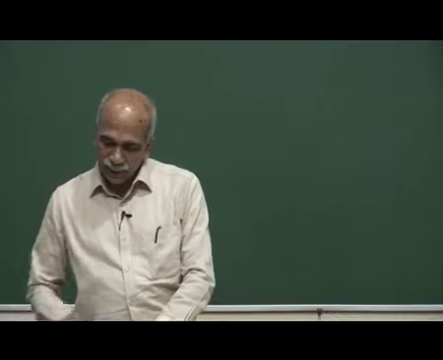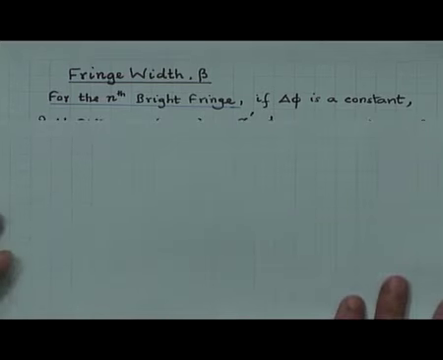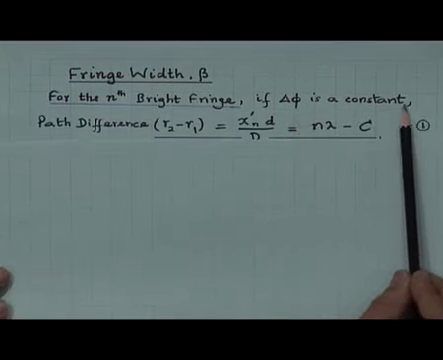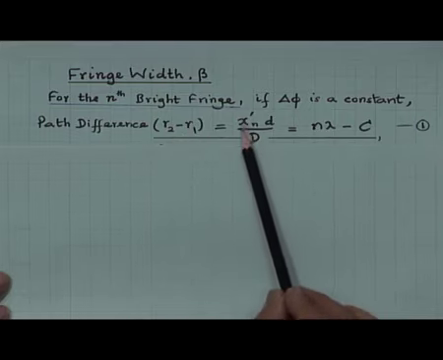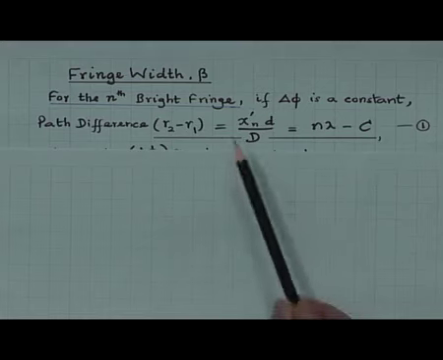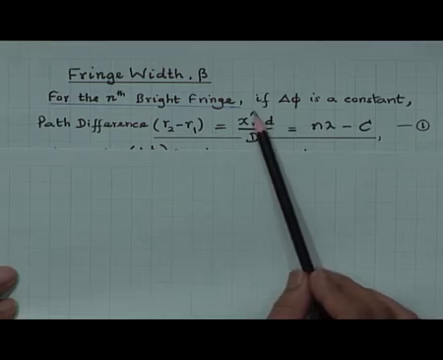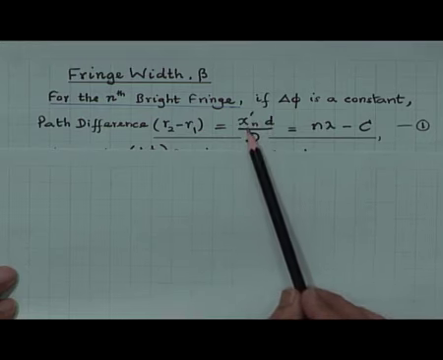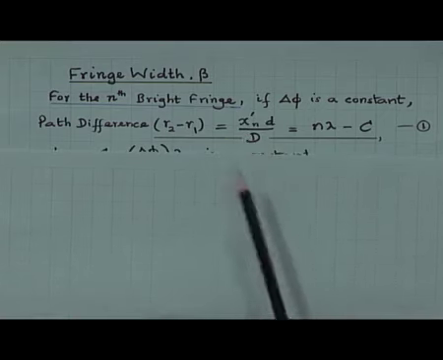So, for the nth bright fringe, if delta phi is a constant, then the path difference r2 minus r1, this difference we have already calculated in terms of the x coordinate, is x n dash d by D, for the nth fringe. I have written x n dash just to distinguish that now we are dealing with a case where there is a finite delta phi, that is all, otherwise it is the same x n as before.